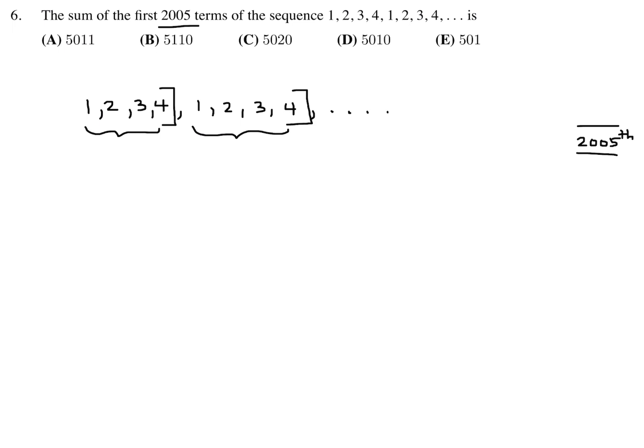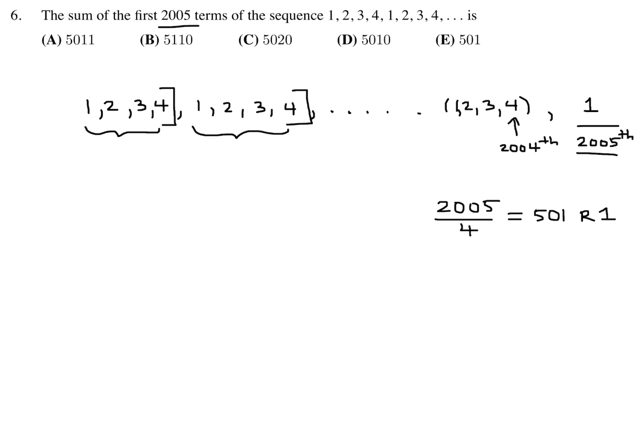So we have to figure out whether 2005 is divisible by 4. If it is, perfect. But 2005 is not divisible by 4 exactly. It'll be 501 with a remainder of 1. So that means as we go along, you'll get 1, 2, 3, 4, the very last group, and then at the very end, you'll have a 1. That's the 2005th term, and this 4 right here is the 2004th term. And this 1 is the start of the next group of 4.